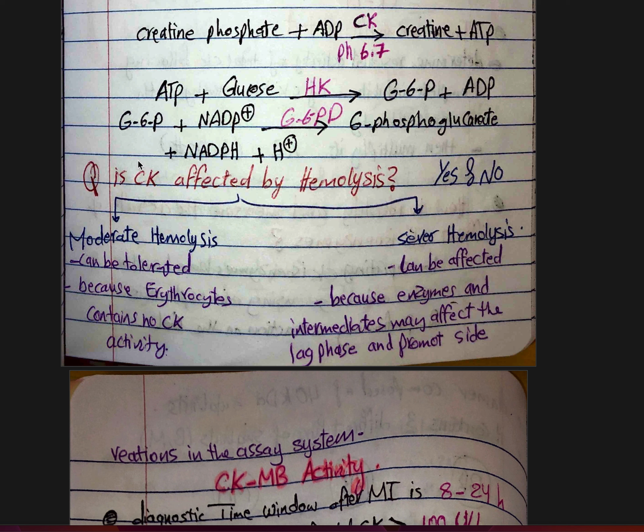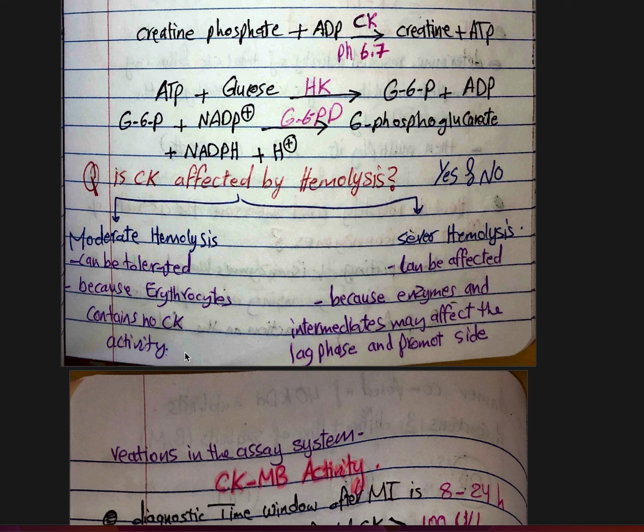The question is, is the CK affected by the hemolysis? You know what is happening in the hemolysis is a breakdown of the RBCs that leads to an increase in the bilirubin, an increase of the potassium level and many things. Okay, so the answer is yes and no. So why no? Because it depends on the degree of the hemolysis. If it's moderate, hemolysis can be tolerated because the erythrocyte contains no CK activity.